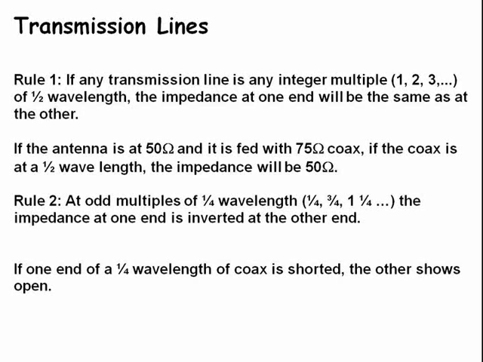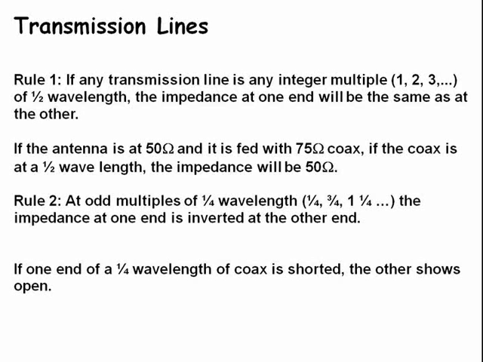For transmission lines, remember rule number 1. If any transmission line is an integer multiple, that is like 1, 2, 3, of 1/2 wavelength, the impedance at one end will be the same as at the other. If an antenna is at 50 ohms and it is fed with 75 ohm coax, if the coax is at a 1/2 wavelength, the impedance will be 50 ohms.